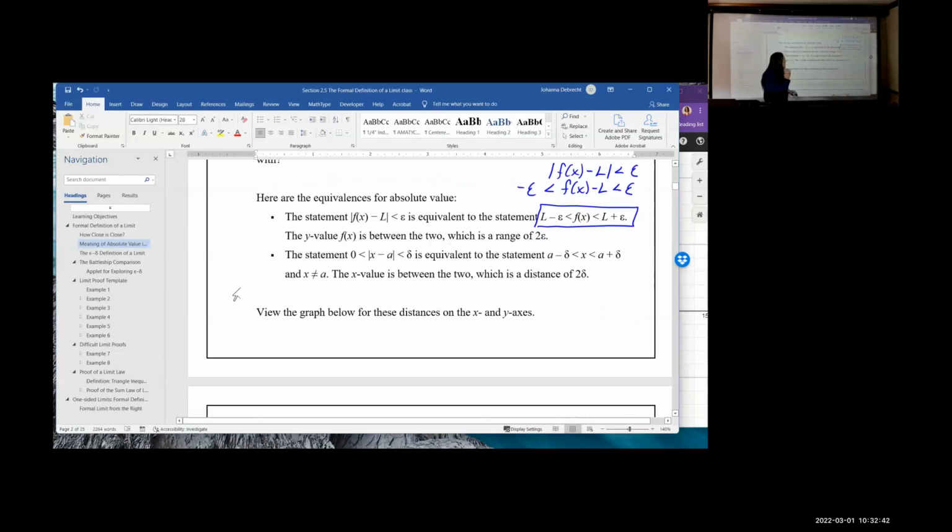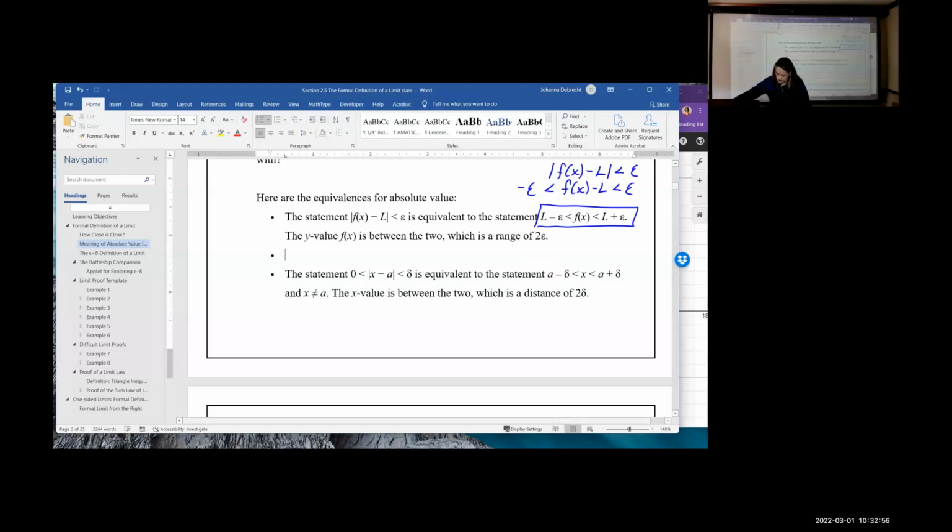We can do the same thing with the absolute value of x minus a less than delta. We can set that between delta and negative delta. So let me create a little space here. I can write that x minus a is less than delta and greater than negative delta. And then I can add a to all 3 parts, and then I get a minus delta, x, and a plus delta.